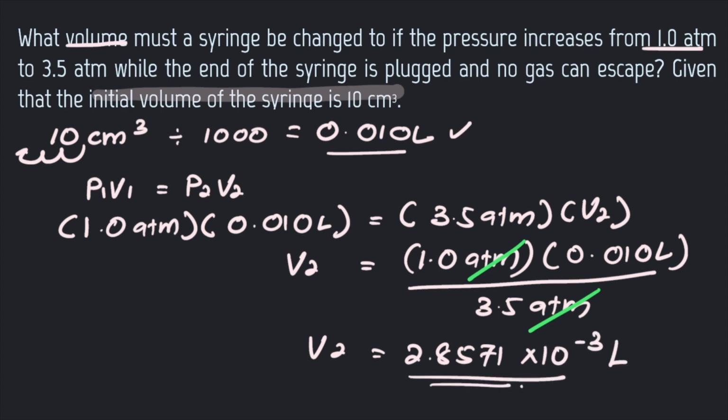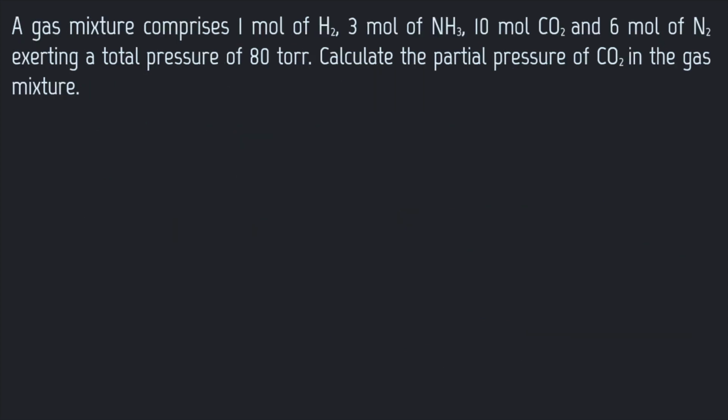So this is the final answer for the second question. Moving on to question number 3. A gas mixture comprises 1 mole of hydrogen, 3 moles of ammonia, 10 moles of carbon dioxide, and 6 moles of nitrogen, exerting a total pressure of 80 torr. Calculate the partial pressure for carbon dioxide in the gas mixture.